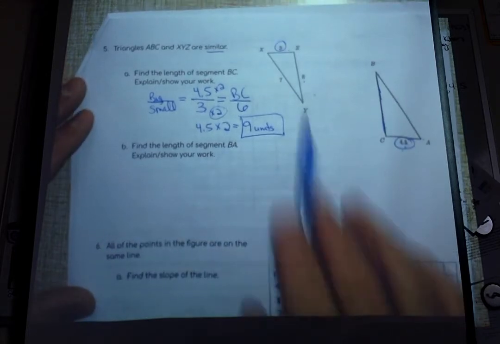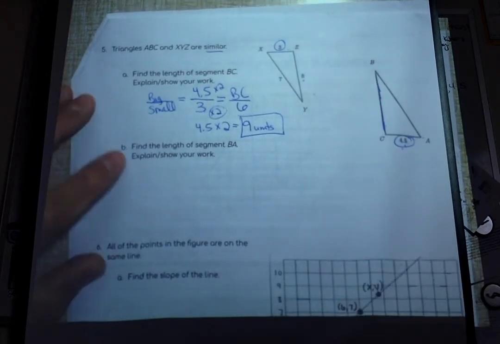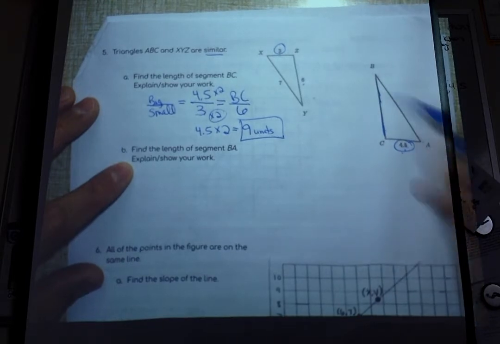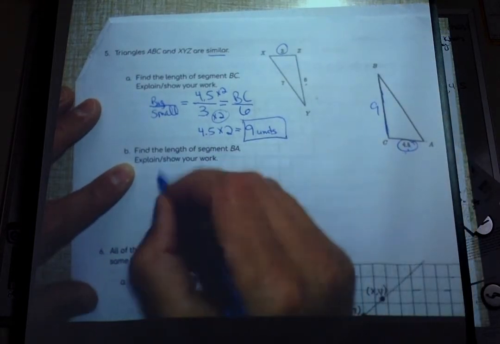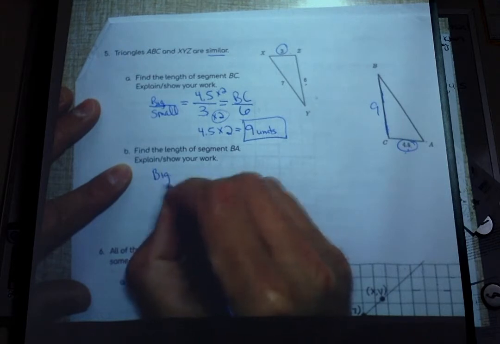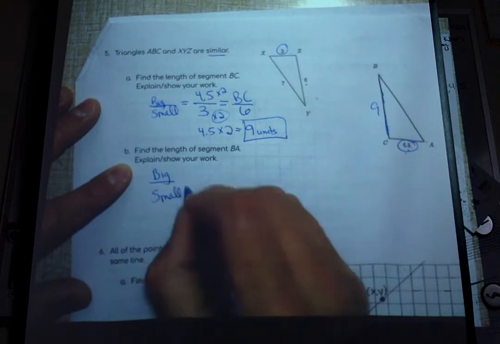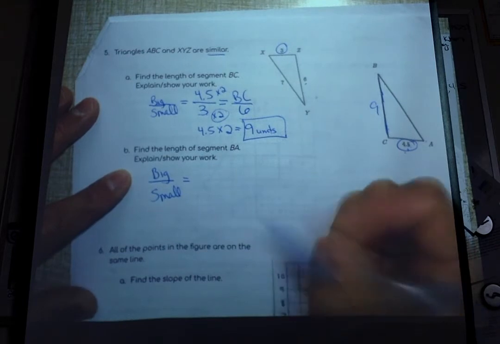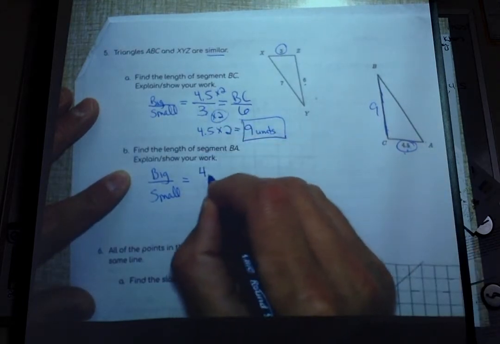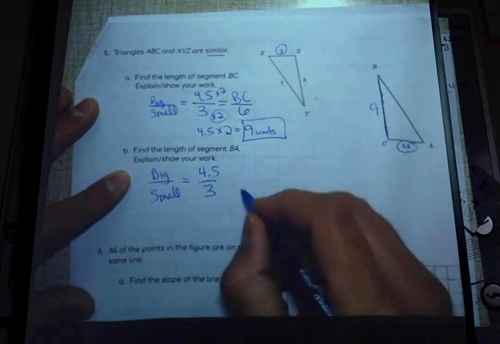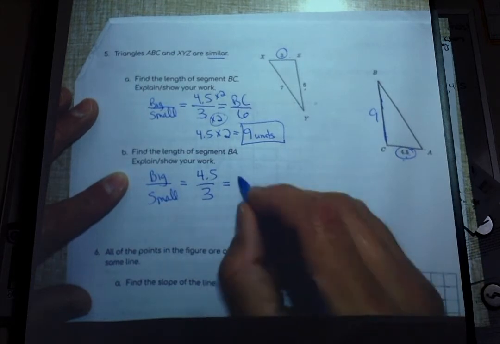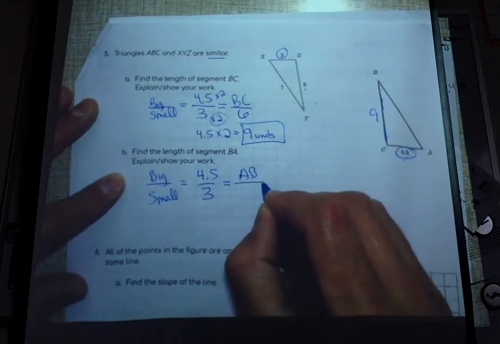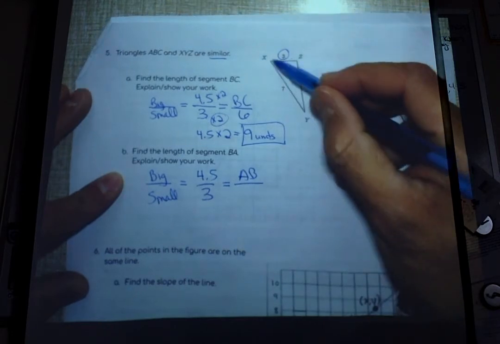Moving on to B, we're still using our same triangles. It says find the length of BA. So we're going to this one. So we know this is 9. Now we're going to our longest distance. So we're going to set it up very similar to what we did for letter A. So we're going to go big triangle over the small. You can flip-flop them if you like, but I'm going to use the same proportion we did before. So 4.5 over 3 equals, we need to find out our big triangle length. So I'm just going to say AB, and this corresponds with 7.